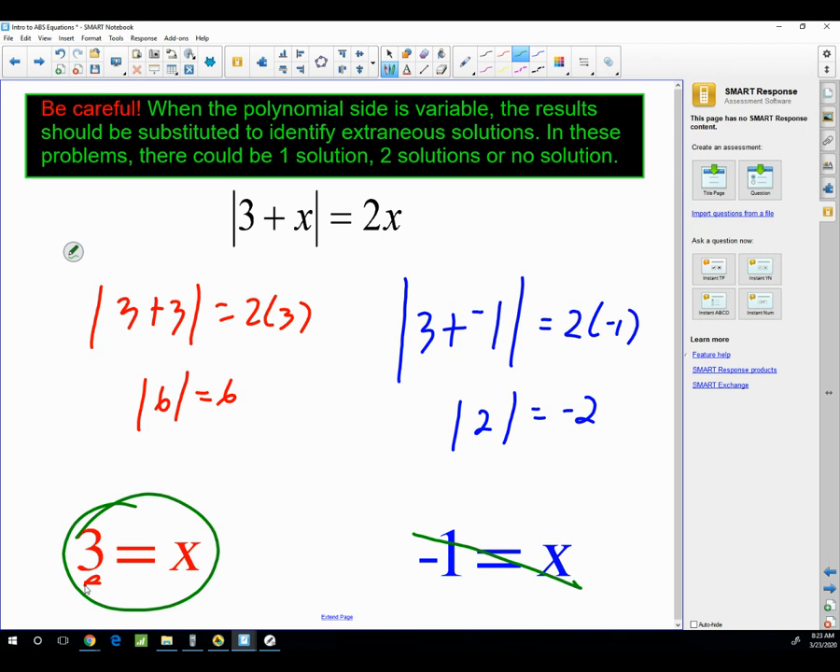You're just going to have to be flexible, and especially, again, you really have to focus when the polynomial side is variable. Because again, you're going to get either no solution, one solution, or two solutions. They can both work. And again, you just have to be flexible. So let's do an assignment and see how you do.